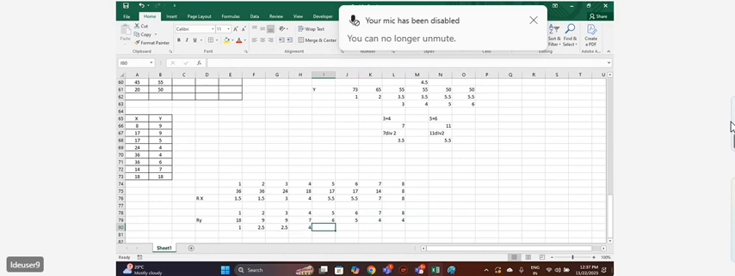Fourth rank, any competition? No. 4. Fifth rank, any competition? No. 5. Next, any competition? No. 6. Next, 4, 4. So there is a competition. There is a tie. So 7 plus 8, that is 15 divided by 2. So that will be 7.5, 7.5. Finished. Done.